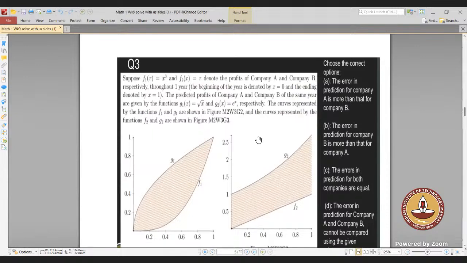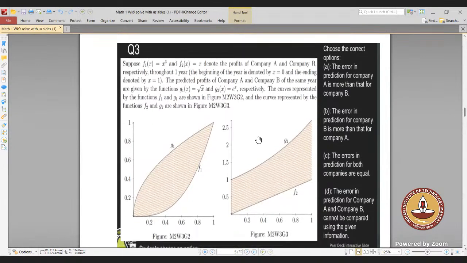Again, it is a follow-up question. These are the options given. The error in prediction for company A is more than that of B. The second option says the error in prediction for company B is more than that of company A. C says the error in prediction for both companies is equal. And option D says the error in prediction for company A and B cannot be compared using the given information. Again, you know how to approach this question. So can someone tell me what approach must be taken?